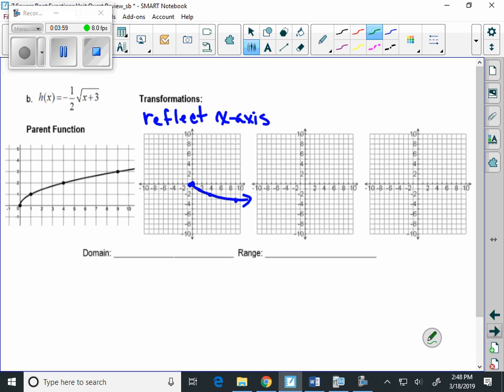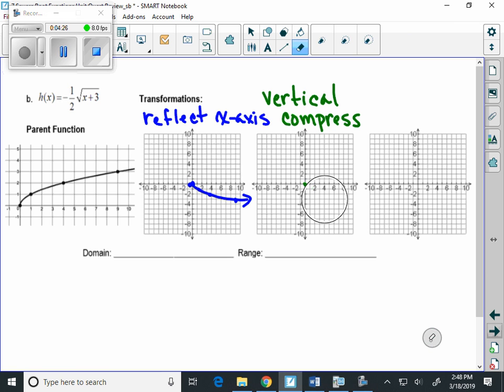Because the next one, with the 1/2, is going to be a vertical compression. And it's going to be very hard to see on this graph. But if there's any good news for me, it's that 0, 0 is still a point on the graph. But instead of 1, negative 1, we still are going to go 1 space to the right, but we're only going to go down 1/2. So it's going to be 1, negative 1/2.